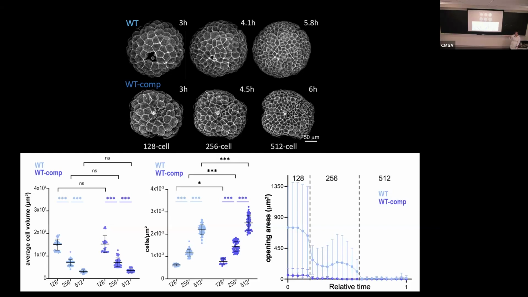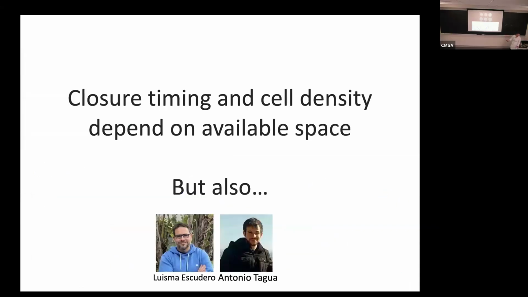And this is kind of important because, as we were hinting at, you need to have a closed epithelium in order to control your inside from the outside, right? So if you want to build pressure, if you want to have a different environment, and then be able to go do the next step, which is gastrulation, you need to have an epithelium closed. And the timing of that with respect to the cell cycle can be changed by changing the space that is available, which is kind of a big thing. And so closure, timing, and cell density depend on available space.